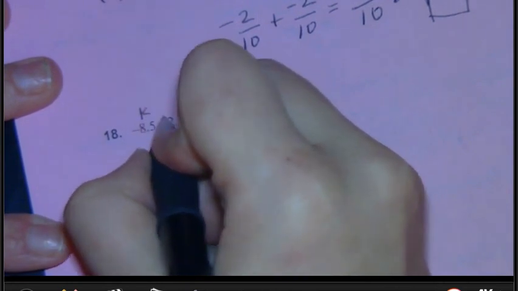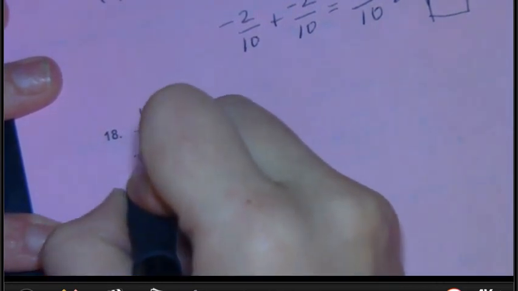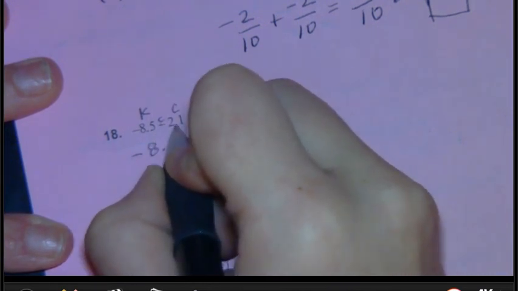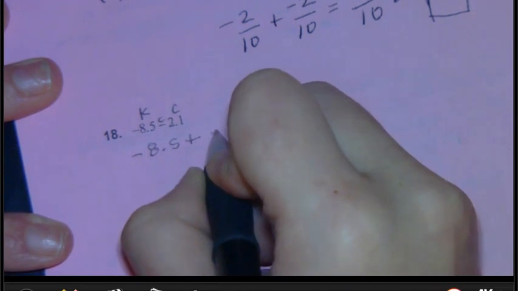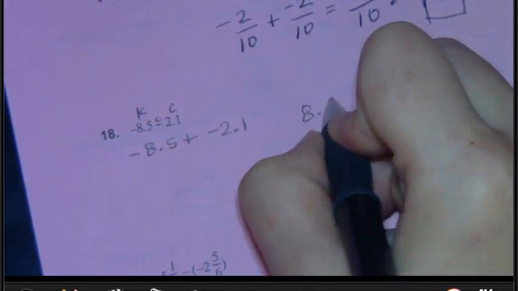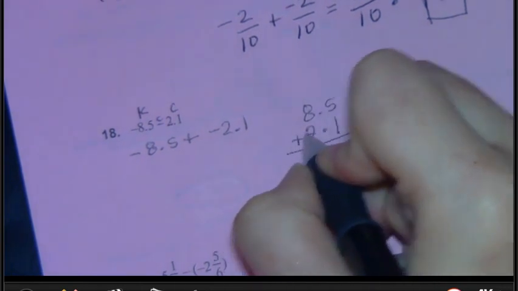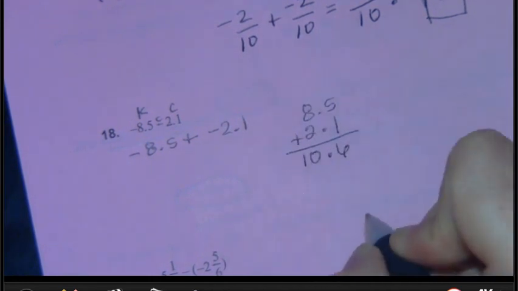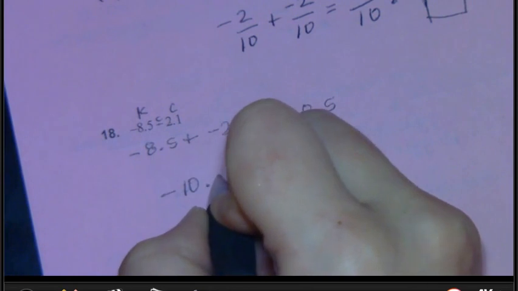All right, number 18. I see another subtraction, so I'm going to do keep, change, change. Keep the first term at negative 8.5. Change subtraction to addition, and change the value of positive 2.1 to negative 2.1. We'll have a negative plus a negative, so now I'm going to add my two numbers because I have two of the same signs. Remember, line up my decimals. 5 plus 1 is 6. 8 plus 2 is 10. And this is negative, so my answer is negative 10.6.